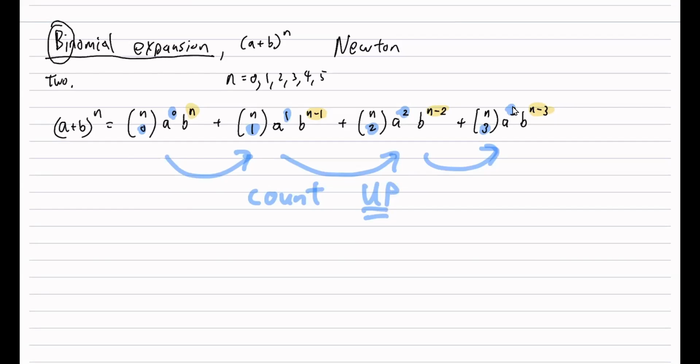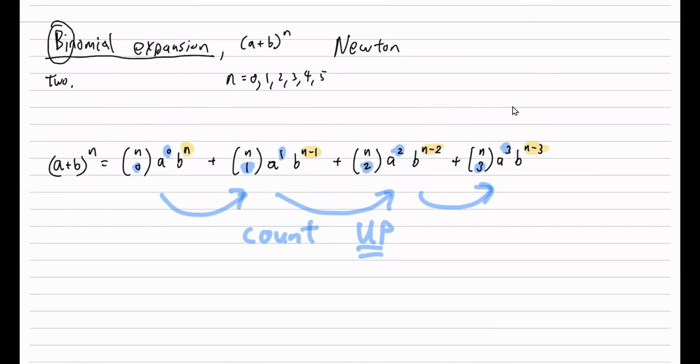Okay. This one is countdown. Let me just write it down first. What else do you notice about the sum of the powers? What's 0 plus n? Then what is 1 plus n minus 1? n. Yes, all of them is n. Good. So that is the pattern. 2 plus n minus 2 is also n. 3 plus n minus 3 is also n. You get the pattern already. So that's the key idea. The sum of their powers is always equal to n.